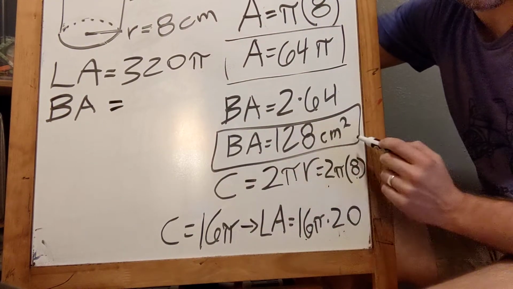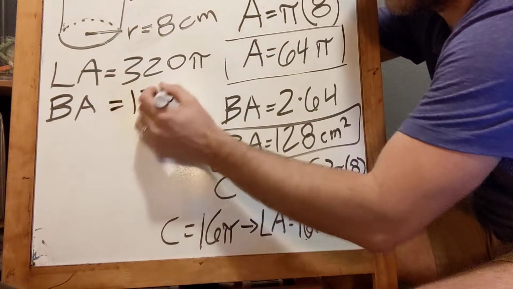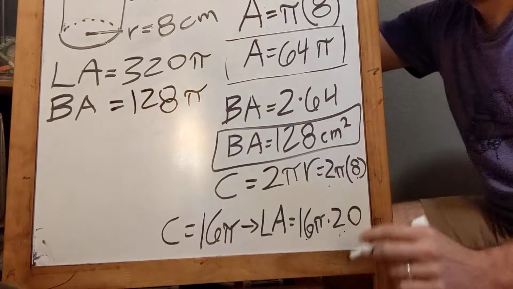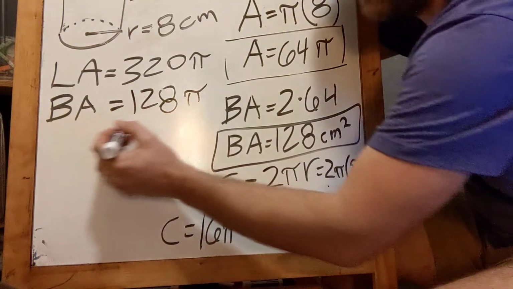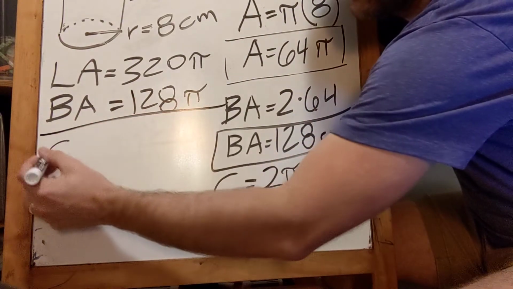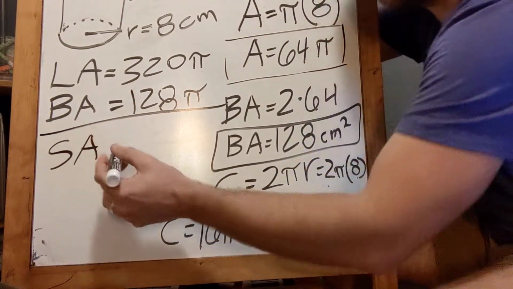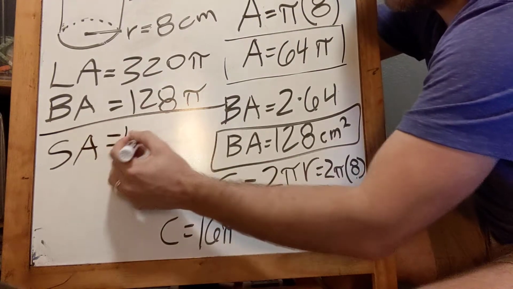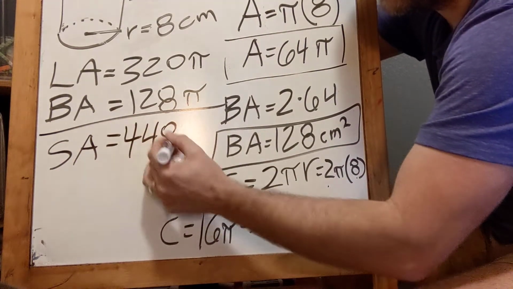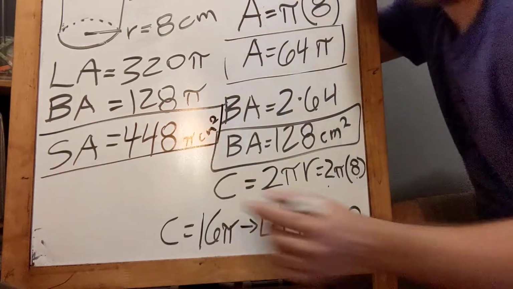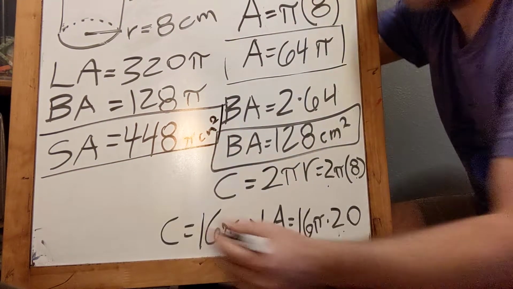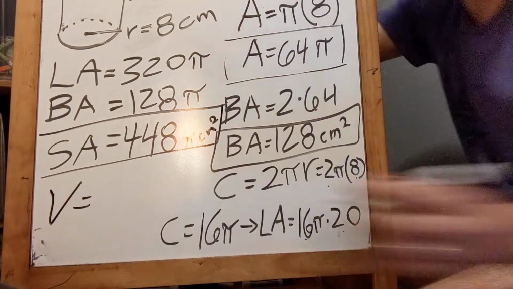We're going to add the base area. So we have 320 pi and 128 pi, and when we add those together, we get the surface area. So we're going to get 448 pi centimeters squared. That's the surface area. Then we're going to find the volume.